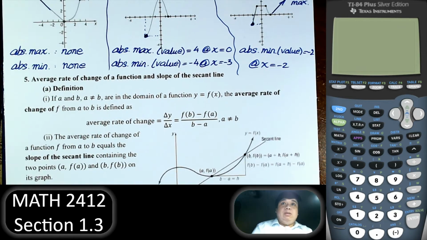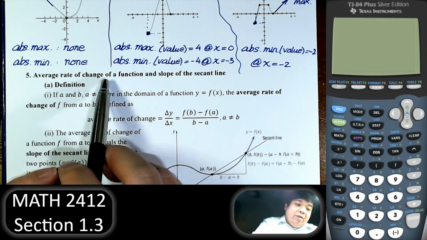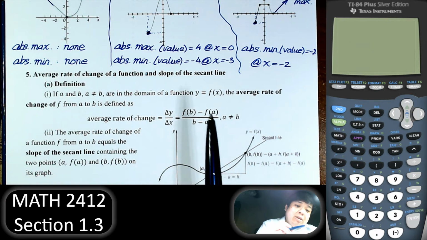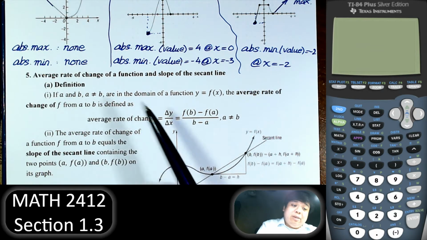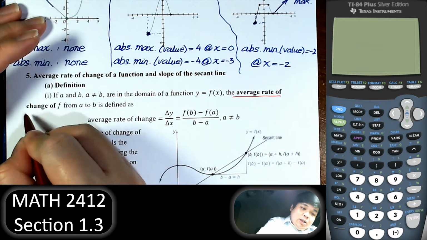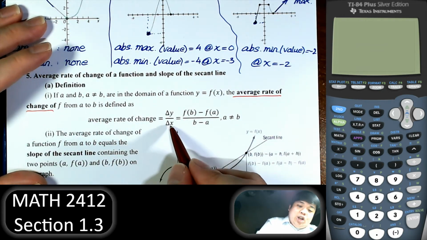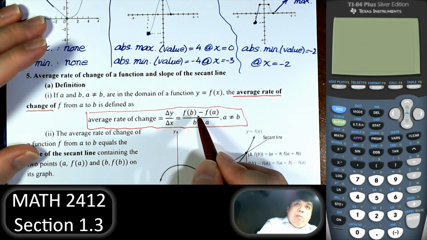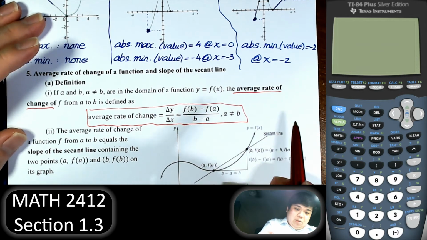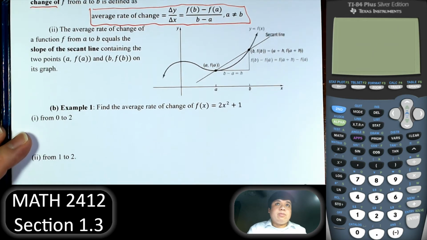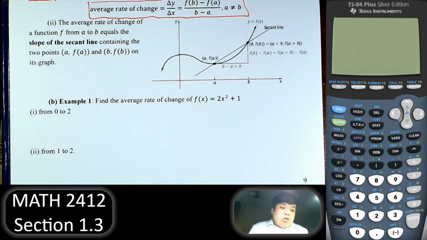Right. Also, the average rate of change of the function and the slope of the secant line. So actually those two are the same. If we have 2 points that are not the same in the domain of the function, the average rate of change is determined by the change in y over the change in x, or f of b minus f of a over b minus a. Of course, a and b cannot be equal. If they are equal, the denominator equals 0, and 0 divided by 0 is undefined. Right. Just go straight to it.